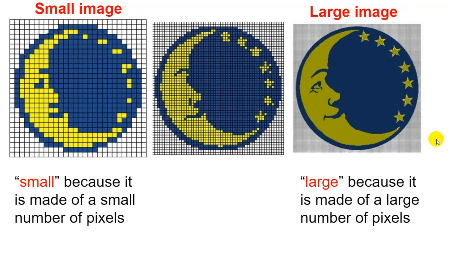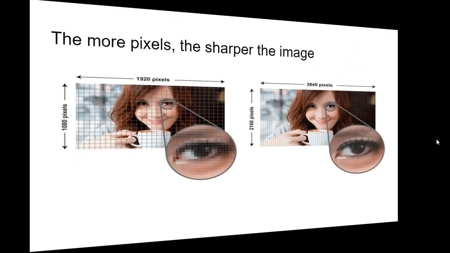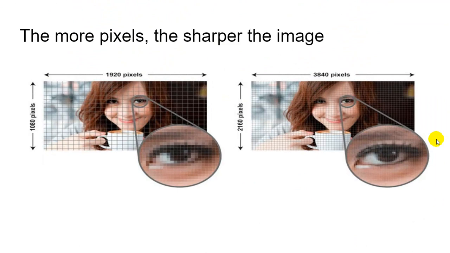number of pixels. It's not because you measure a picture with a ruler and you say this image is smaller in inches or this picture is larger because I measured it with a ruler. No. Large means it's made with a large number of pixels, not that it's a big picture measured with a ruler. The more pixels you have, the sharper the image will be.